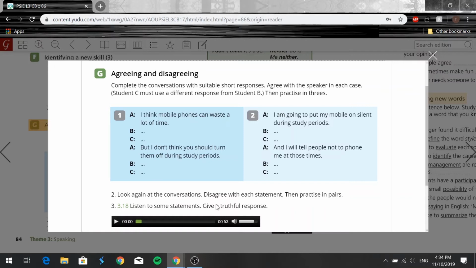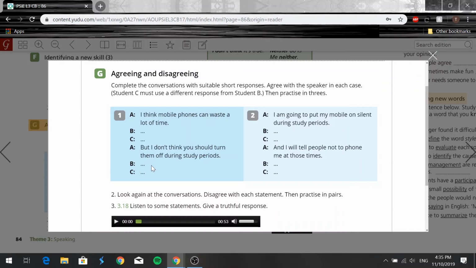Disagree with each statement. Okay? So, I want you guys to disagree with each statement above. So let's take the first statement, which is, I think mobile phones can waste a lot of time. As a short response, I could say, do you? I don't. Right? That's a short response that shows that I'm disagreeing with the statement. So again, I think mobile phones can waste a lot of time. Do you? I don't. Okay?